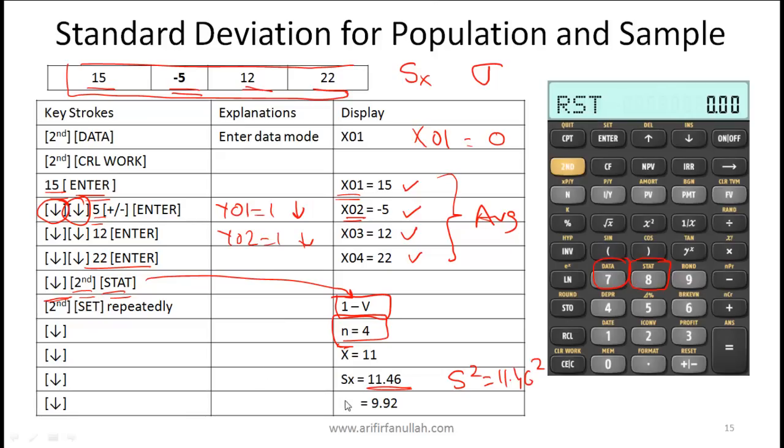Then the next item, when you press the down arrow, will be sigma. The sigma is the standard deviation, assuming that these 4 data items represent the entire population. So this will use the standard deviation formula that is applied to a population. And again, if you want to find the variance, you can simply find the square, which is 9.92 squared. So that's a quick and easy way of finding the standard deviation.